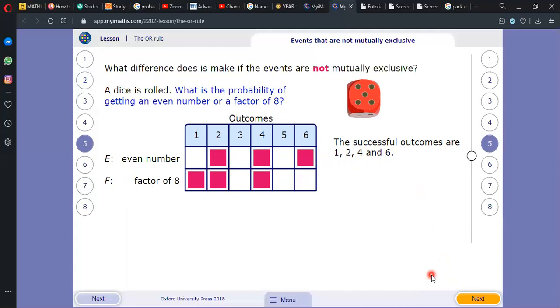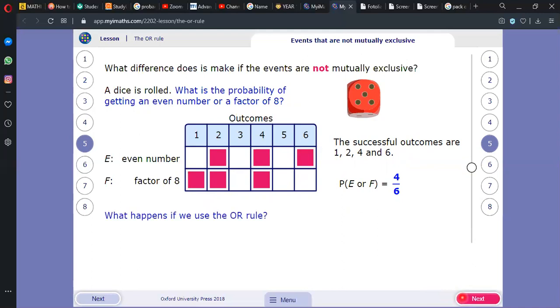Without separating yet, if you just think of the events getting an even number and then getting a factor of 8: 1, 2, 4, 6. Because when you look at them together, these are all the successful outcomes for those events. Now, the probability of E or F, since I have 4 of them, will be 4 over 6. So the answer is 4 over 6. But let's look at it separately.